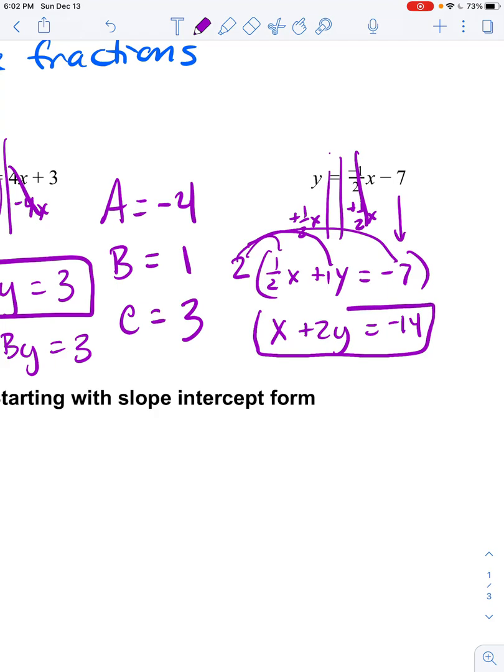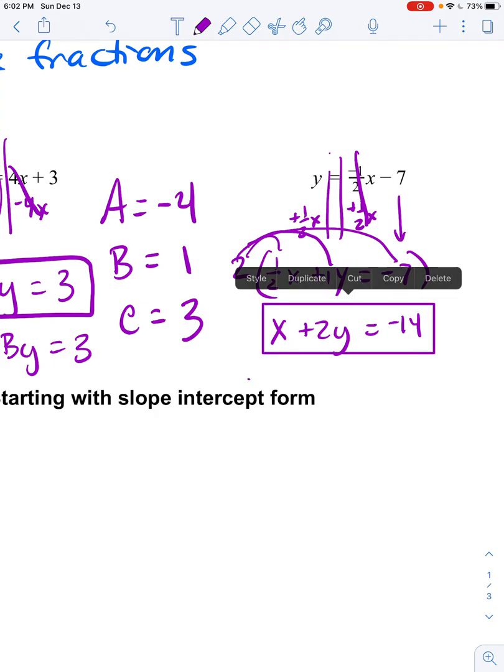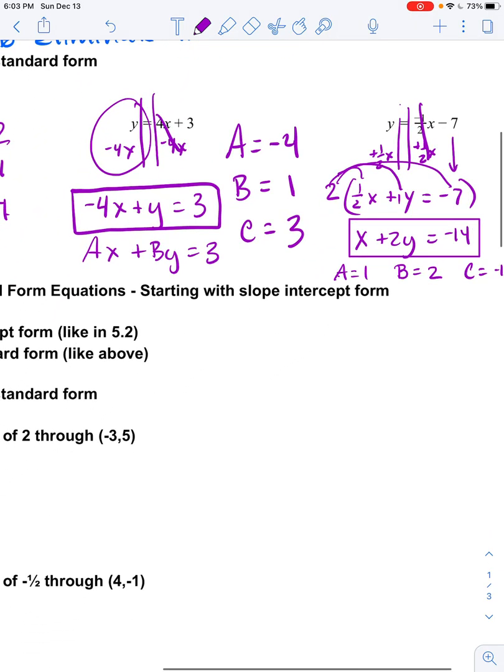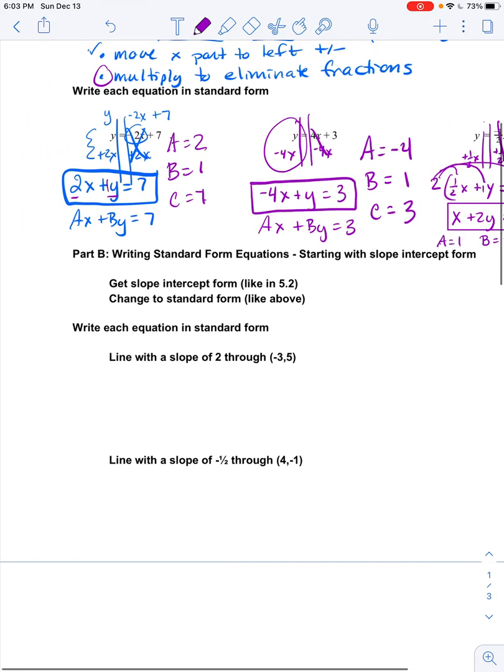So when I'm completely finished, this is my standard form equation. A is going to be the number in front of the x, which is a 1. B is the number in front of the y, which is a 2. C is the number all by itself on the right, which is a negative 14. Okay, so that's what we're going to do to move stuff around that already exists.